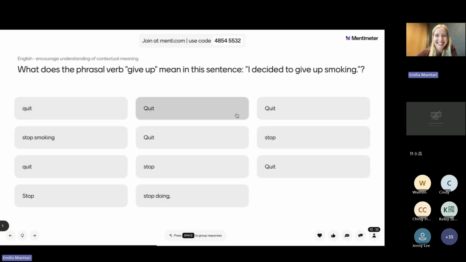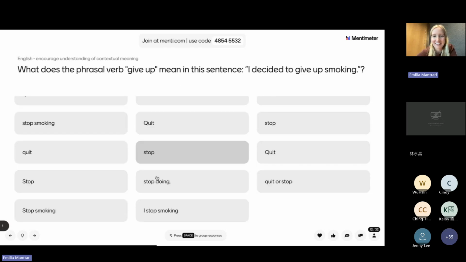Okay, so most of you are indeed saying quit, stop smoking, stop doing that. Yes, perfect. So obviously now this all looks very much correct. But then in a situation where you would have, for example, some students that maybe don't know that, you would very easily be able to surface that and see that some people do not understand the context there.